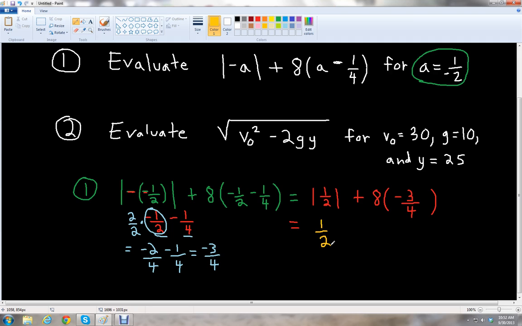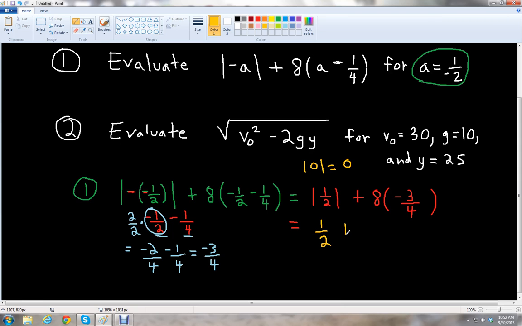So remember that the absolute value of a number is usually the positive number regardless of the sign. So if you have a negative number, it's going to be the opposite sign. If you have a positive number inside the absolute value, it's just going to be that number. And then, of course, the absolute value of 0 is 0.